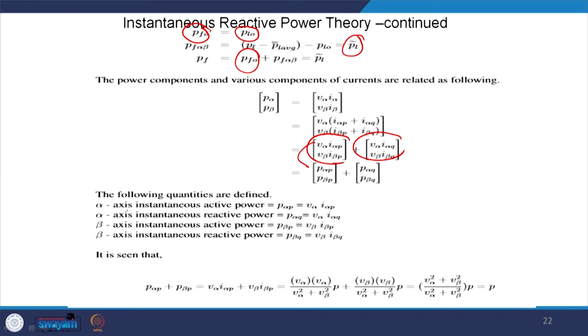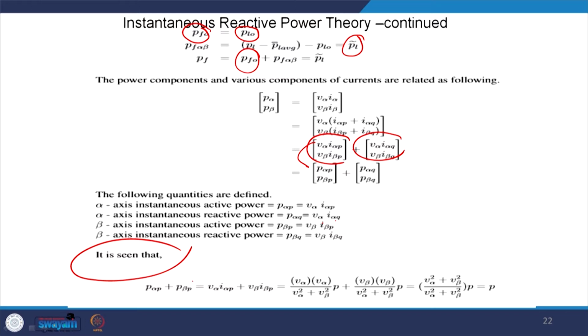So, this alpha axis instantaneous real power is P alpha P, that is equal to V alpha into I alpha P. Alpha axis instantaneous reactive power, here we shall name it as P alpha Q, that is V alpha into I alpha Q. Similarly, beta axis instantaneous real power, that is P beta P, that will be V beta into I beta P, and beta axis instantaneous reactive power in this way it will be P beta Q equal to V beta into I beta Q, and thus you can expand it.